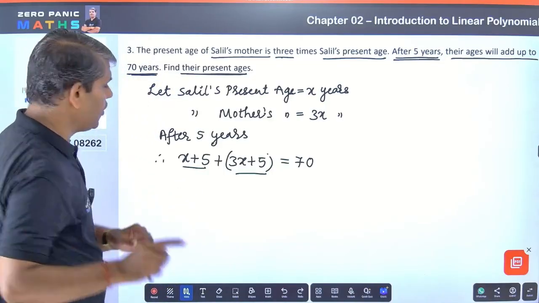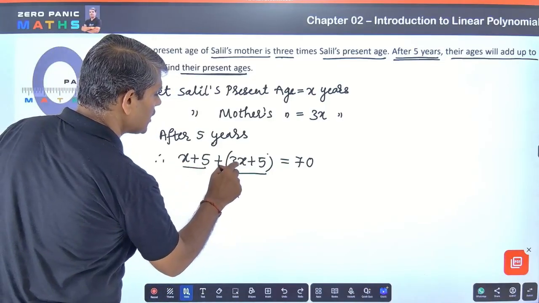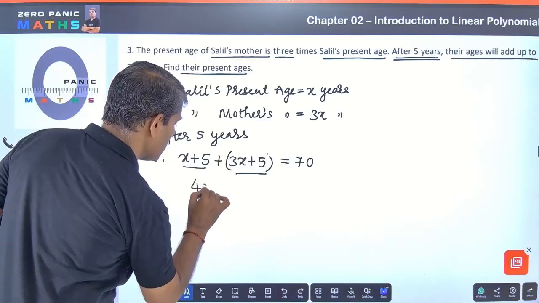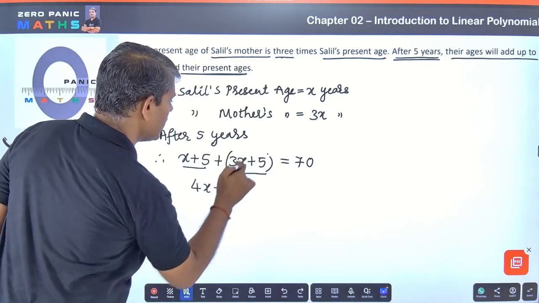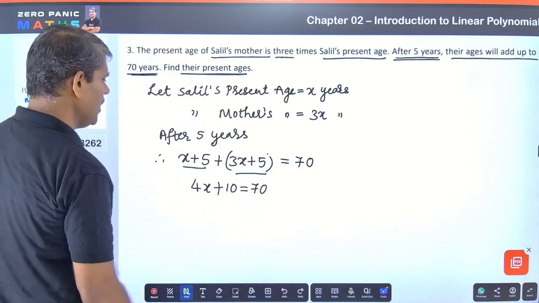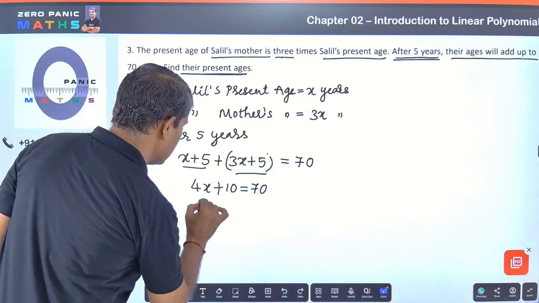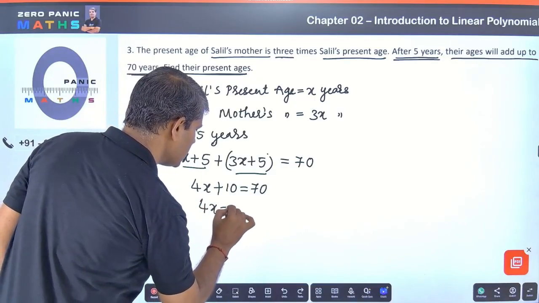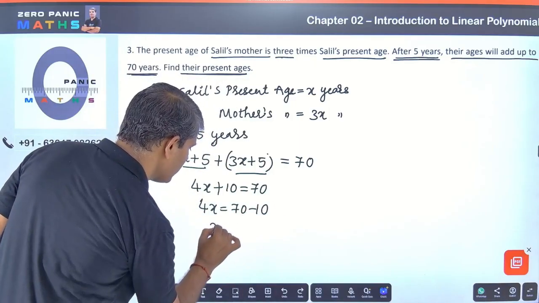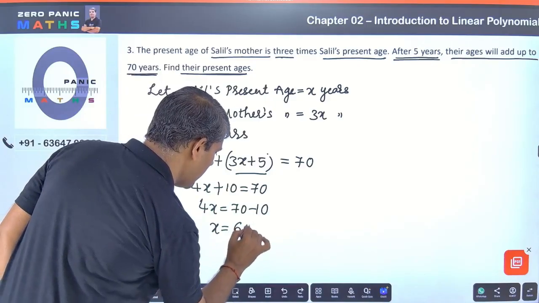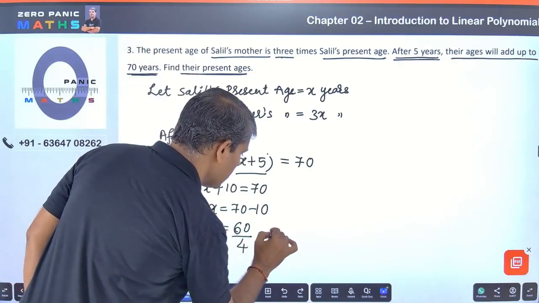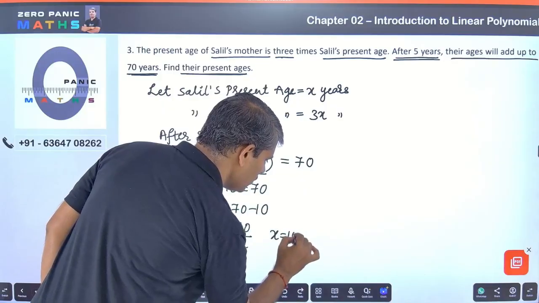You understood this? Now x plus 5 and 3x plus 5. When you add them, x plus 3x is 4x, plus 5 plus 5, that is 10, is equal to 70. Correct? So 10 you take to that side, it will give you 4x is equal to 70 minus 10, which is 60. Therefore x is equal to 60 divided by 4, that is 4 15s are 60, so x is equal to 15.